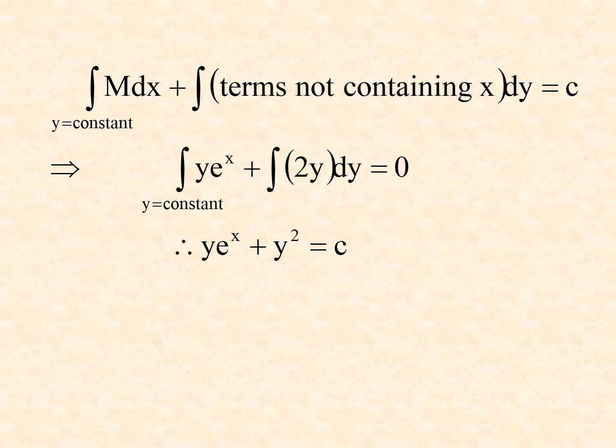We already differentiated M and N. Write down y e to the power of x plus, before writing the N terms, make sure those terms do not contain x. So integral of 2y dy equals 0. After integrating, y e to the power of x plus 2 times y square by 2, here the 2 gets cancelled, and the leftover is y square equals c. This is the required solution for the given differential equation.